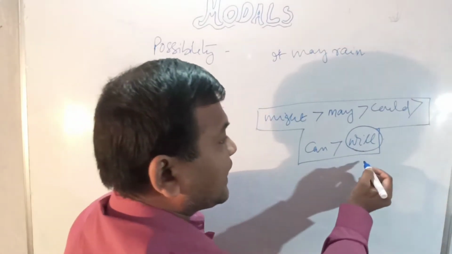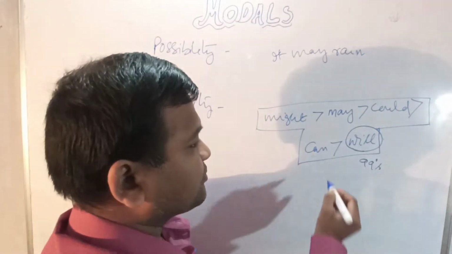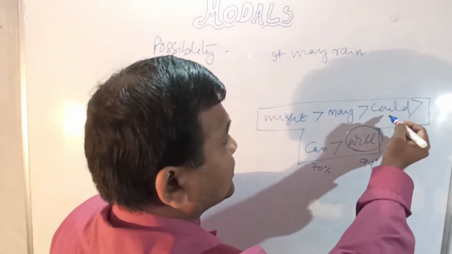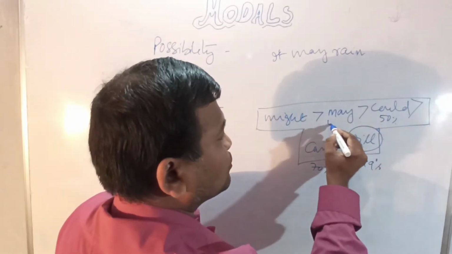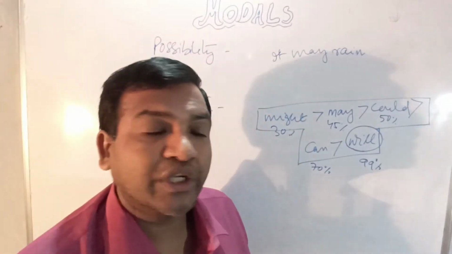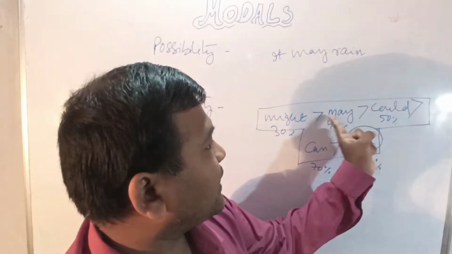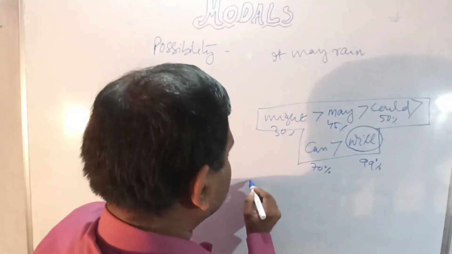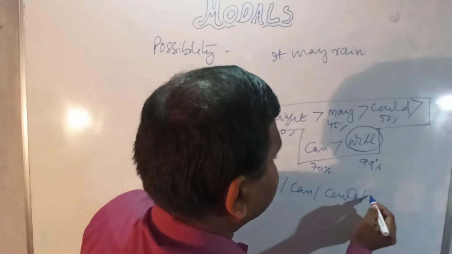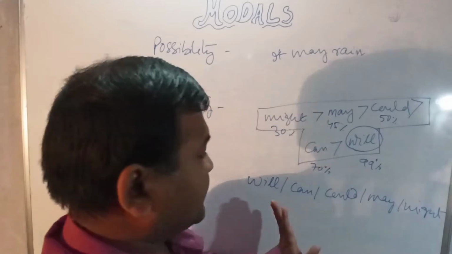Confirm, okay, 99%. Now, when it becomes lesser, it comes to 70%, then 50%, 45%, and 30%, like that. So keep that in mind: will, can, could, may, might. Suppose from here, will, can, could, may, might. Like that, this will go from here.